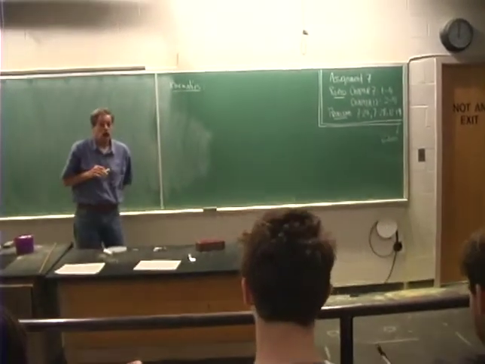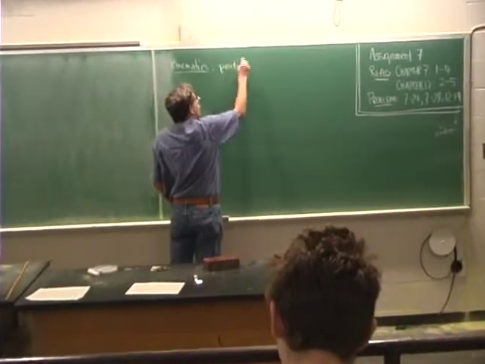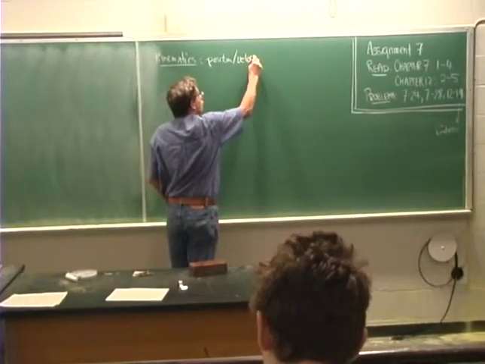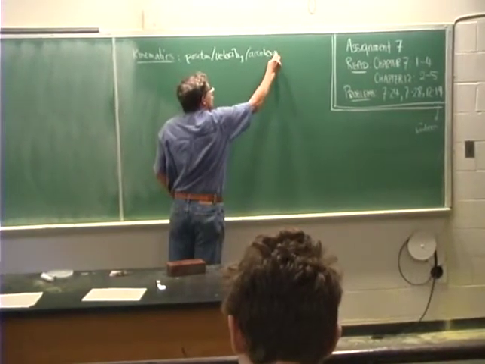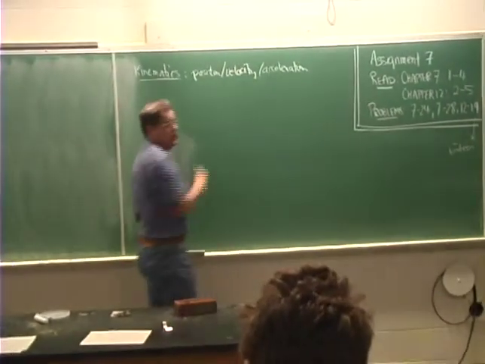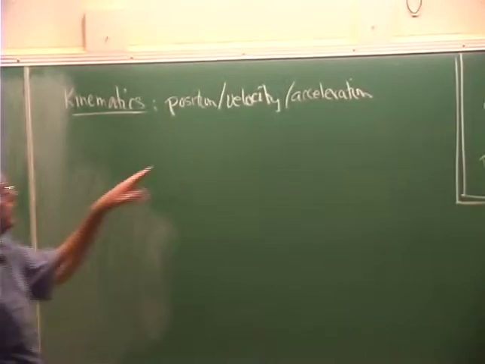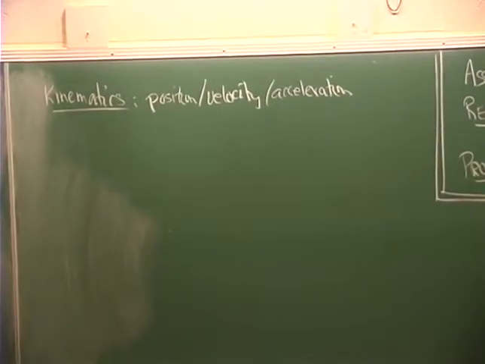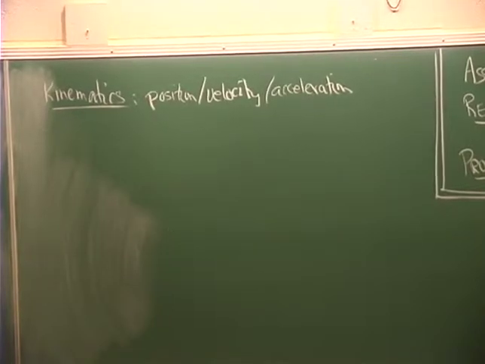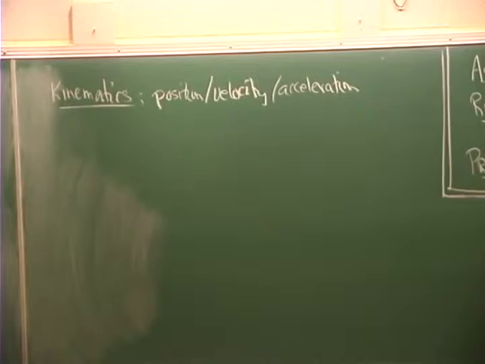The basic concepts in kinematics: position, velocity, acceleration. Velocity is the derivative of position. Acceleration is the derivative of velocity. Go in the other direction, integrate. Velocity is the area under the acceleration curve. Position is the area under the velocity curve. The interrelations among those 3 concepts, of course, is very critical to the subject.